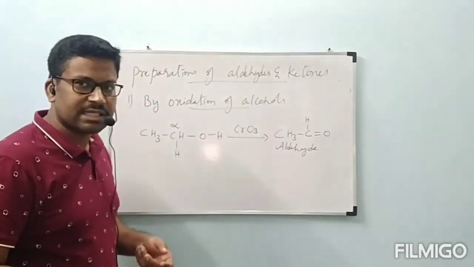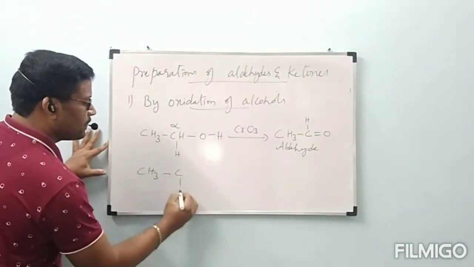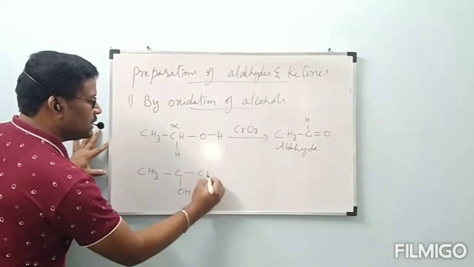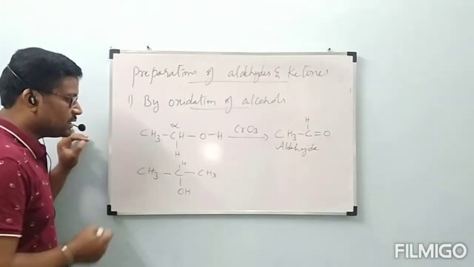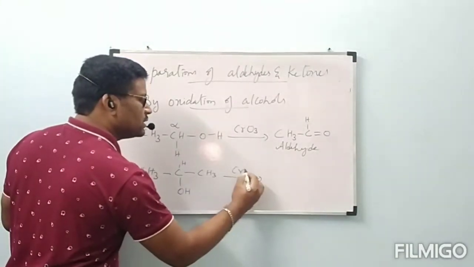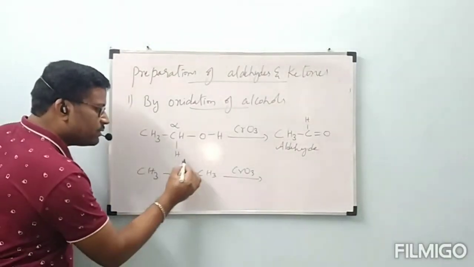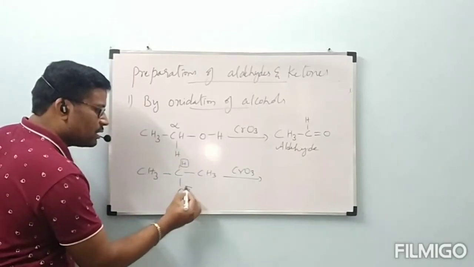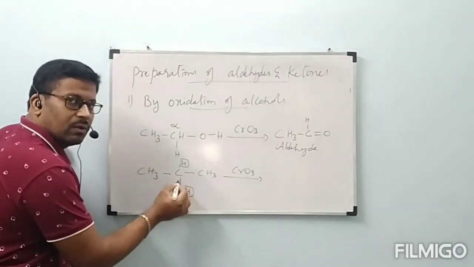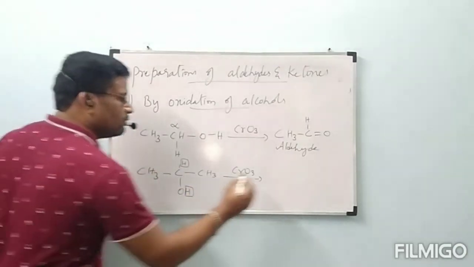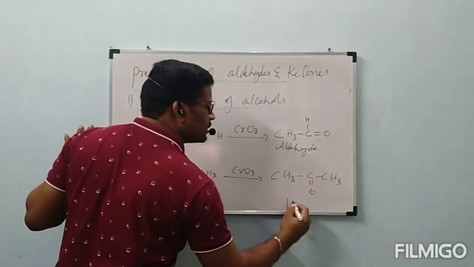In the same way, let us consider one secondary alcohol also. CH3 C(OH)H CH3. This is the secondary alcohol. It undergoes the same oxidation in the presence of a weak oxidizing agent. Now the hydrogen present on this carbon and on oxygen will be coming out. We will get a double bond here. Removal of hydrogen is nothing but oxidation, to form CH3 C double bond O CH3. We got a ketone.